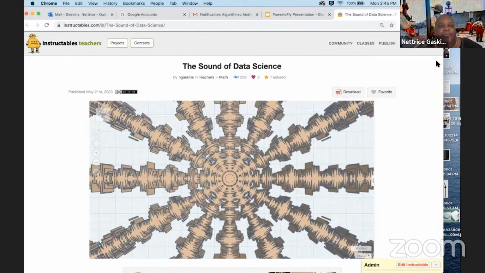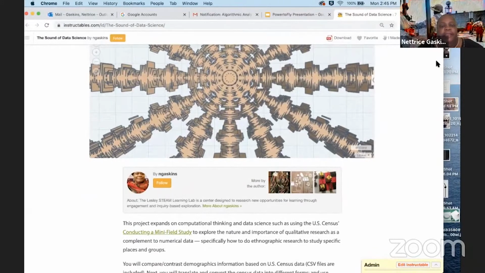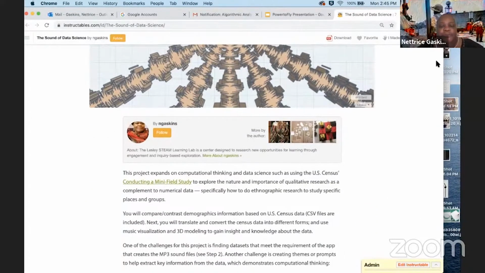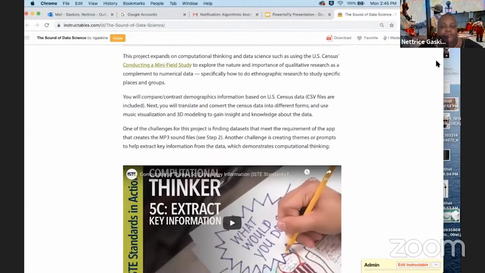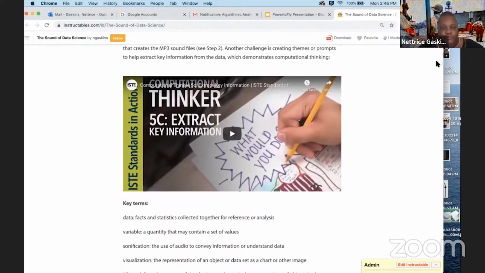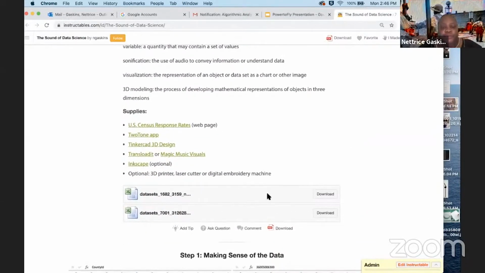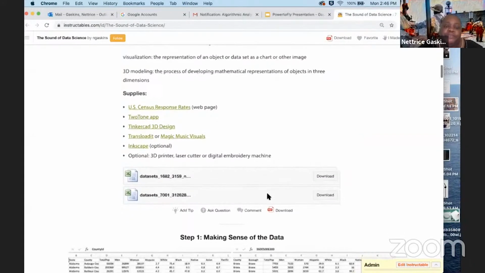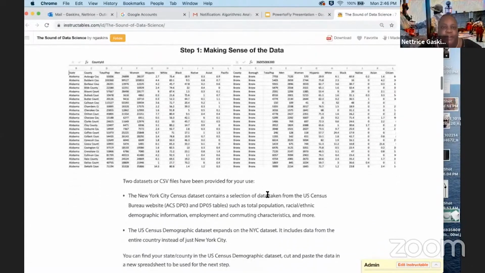The Sound of Data Science became an actual lesson plan where anyone could go to the Instructables website and go through a project-based experience of conducting a mini field study using US Census data and figuring out how to extract key information from the data. This is for high school students, possibly middle school students, but also even college, to be able to understand data in different ways. I provided some data sets from the US Census for people to use in the Instructable. They make sense of the data first. And this is for people who are just learning about data science.